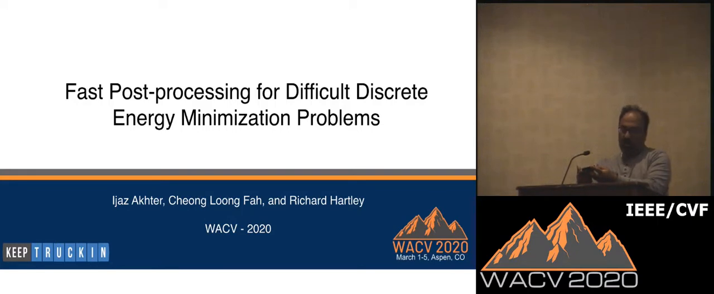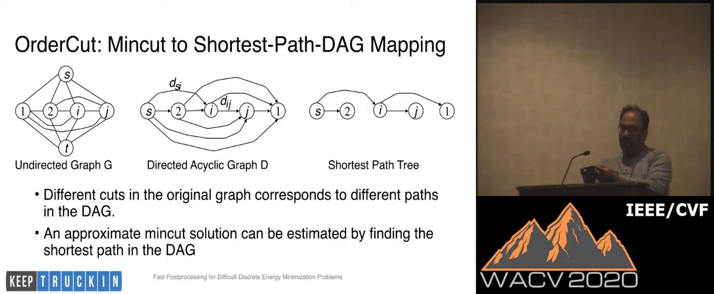Technique for difficult discrete energy minimization problems called OrderCut. The key idea behind OrderCut is the proposed mapping between the mincut problem in the graph G and finding the shortest path in the directed acyclic graph D. D and G have the same set of nodes but different edge weights. Each path in D corresponds to a cut in G. Finding the optimal solution for the mincut requires exploring all possible orderings of the nodes and is NP-hard.